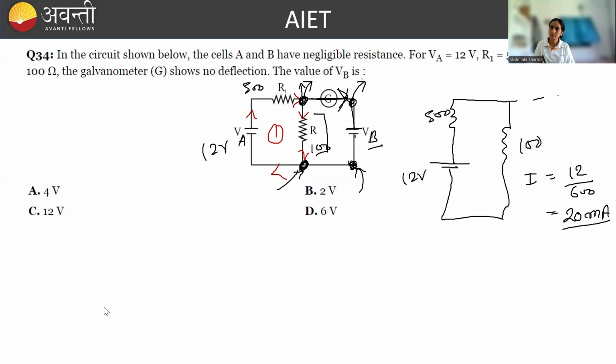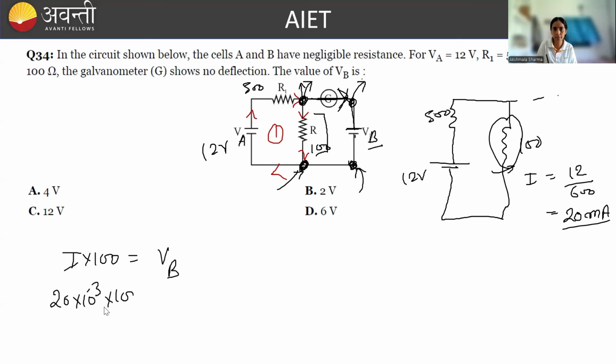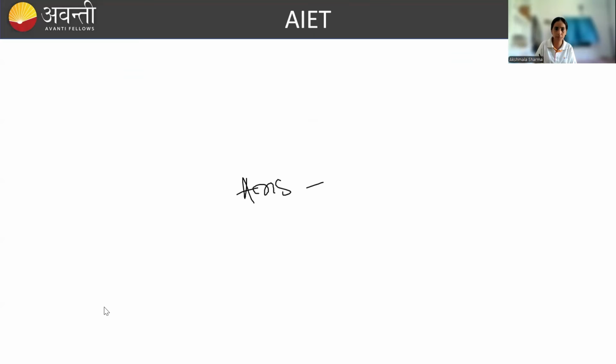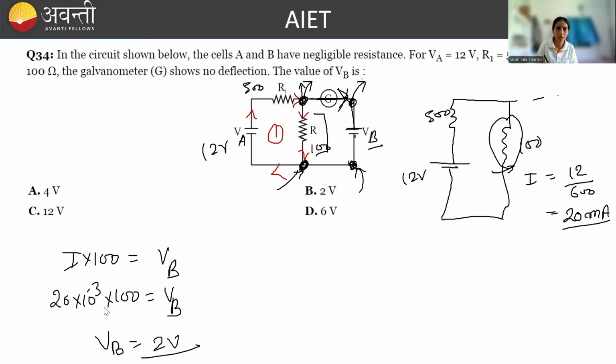Done? Clear? And according to current, potential across this will be how much? I into 100, and this is equal to VB. So the value of I is 20 milliampere into 100 is equal to VB. So VB equal to how much? It is 2 volt. So answer will be what? Which option? That is your B.